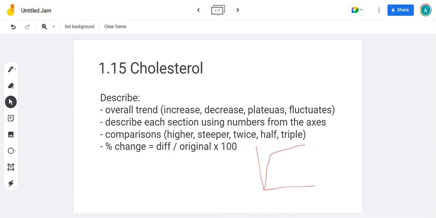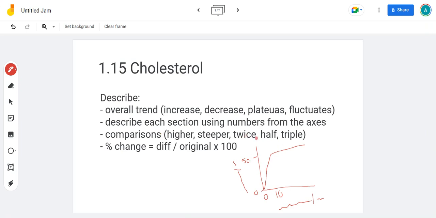Next sentence. It increases from, and you'd quote the numbers from the axes. So you could say from 0 to 10, whatever it says in there. Remember to quote the units as well. From 0 up to 50. Remember to quote the units as well.